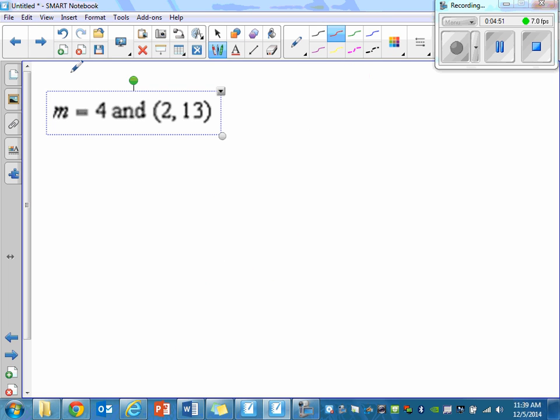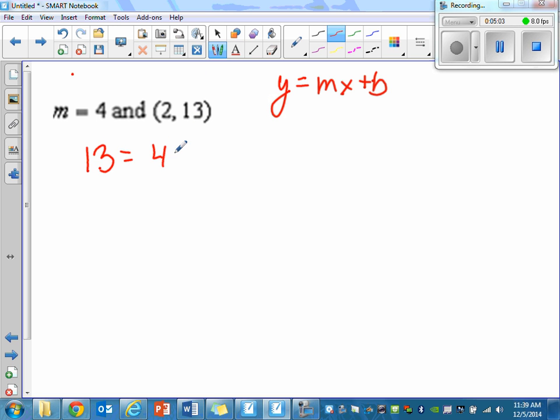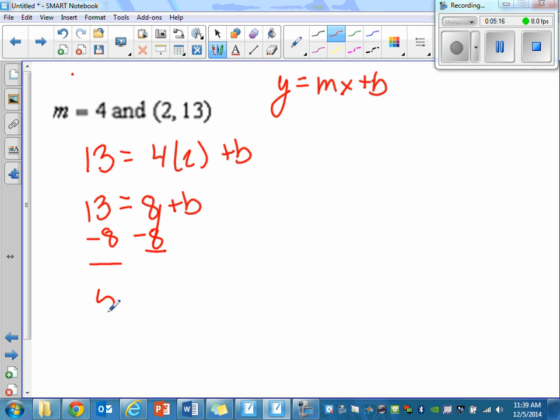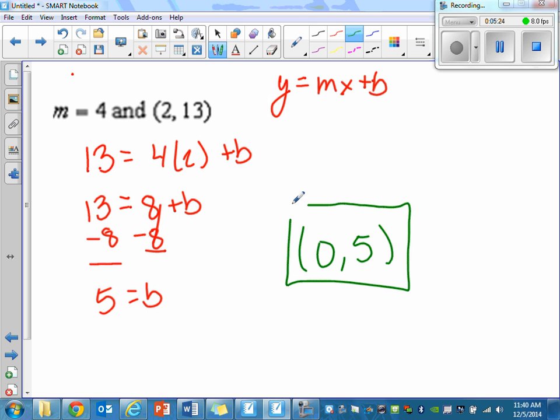Another way it might be given to you is if it gives you the slope and it gives you a point. Again, you just use y equals mx plus b. So y in this case is 13, the slope is 4, x is 2, and we can solve for b. So 13 equals 8 plus b. Subtract 8 from both sides to get b by itself. So then you're left with 5 equals b. The y-intercept would be at the point (0, 5). Remember, the y-intercept is where the graph crosses the y-axis.